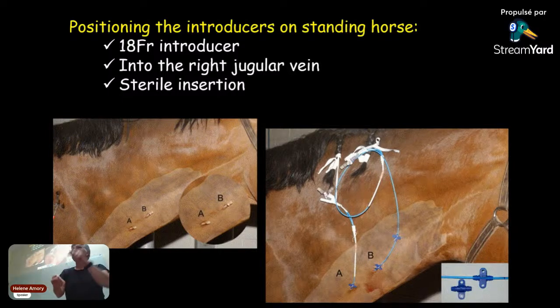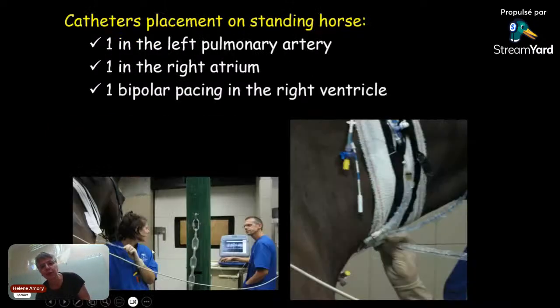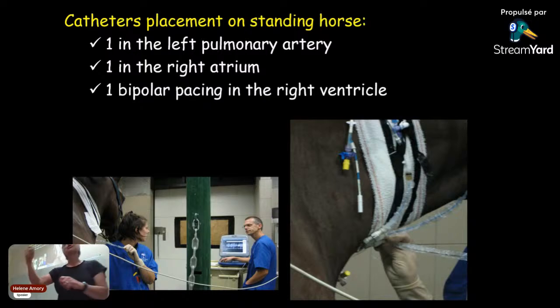Just pushing the catheter. And the first thing they do is that they position all the catheters using the echocardiography to control the positioning of the catheter. You can also use the pressure at the end of the catheter to know where you are. Okay, when you arrive in the ventricle, you will have a typical trace. Thus, they put one catheter in the left pulmonary artery, one in the right atrium. Okay, and one is just in case they have a cardiac arrest. It's a pacing catheter. Okay, just in case.